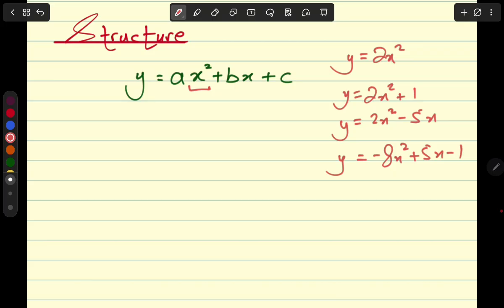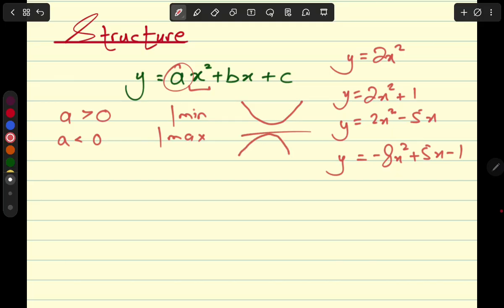Now we are going to discuss that when a is greater than 0, the graph is going to be a minimum type, which means that the graph is going to open upwards, and when a is less than 0, the graph is going to be a maximum type, which means that it is going to attain a maximum value here and go no more upwards, and it is going to open downwards.